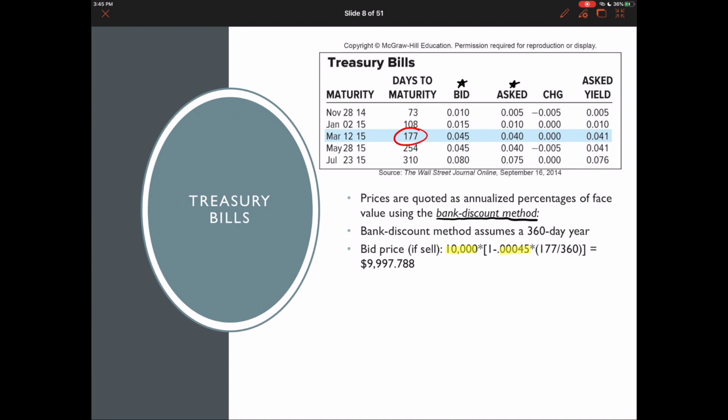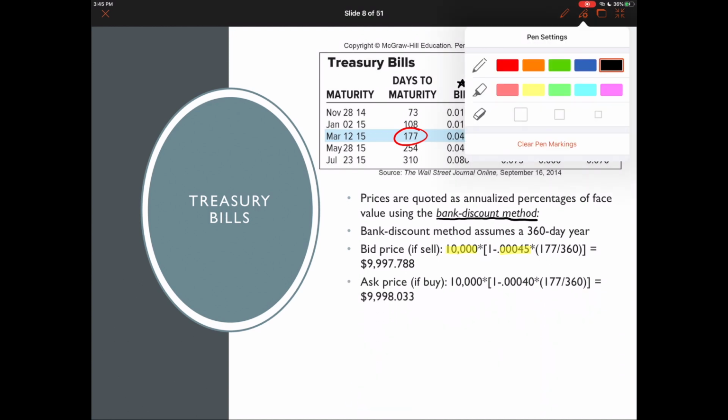So with this lower yield, you can expect that the ask price is going to be higher than the bid price, because they would be willing to buy it at a price lower than what they're willing to sell it at. So once again, we are going to take the $10,000 of par value. We will multiply it by 1 minus the yield, which is 0.04%, but as a decimal, 0.0004. And then we multiply it by the number of days until maturity divided by the 360-day period.